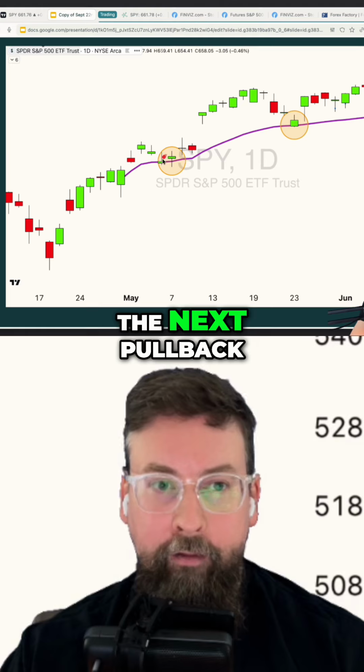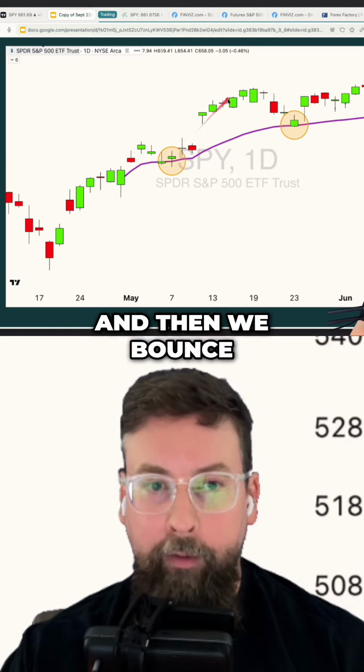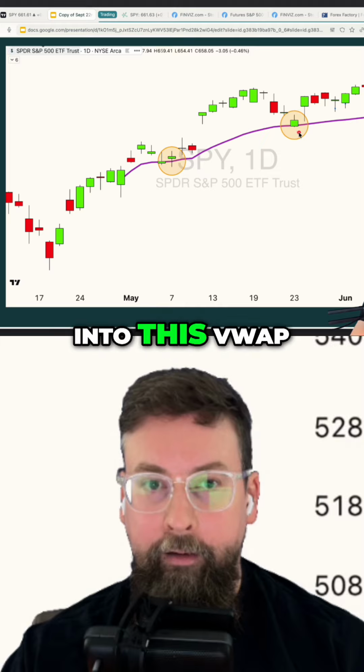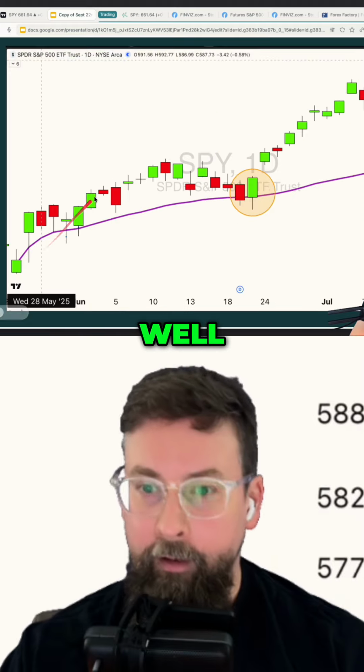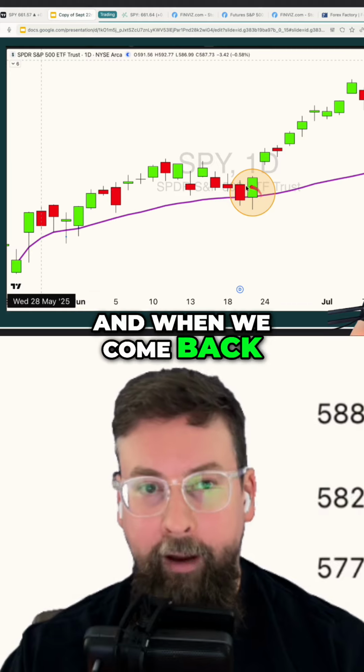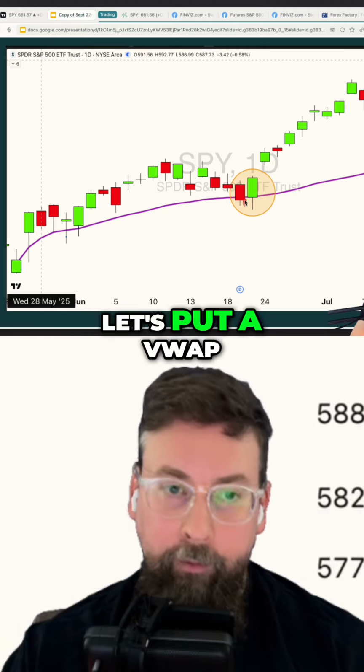Well, the next pullback, we have a 3-4 day pullback into this VWAP, and then we bounce. And then we pull back again into this VWAP, and then we bounce. Well, that's interesting. Okay, let's anchor a VWAP right there. Well, we have a pretty big bounce, and when we come back, that's where we find support, and then we rally to new highs. Well, let's put a VWAP right there.